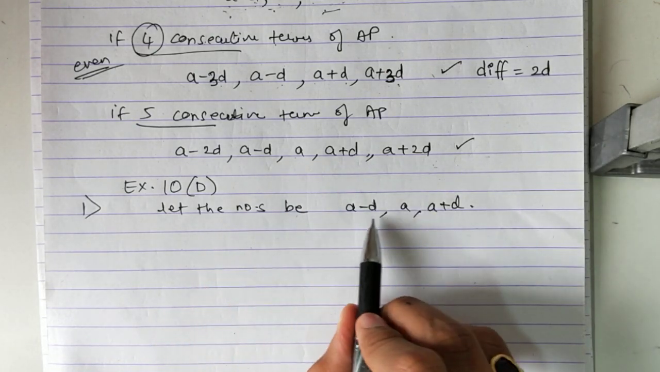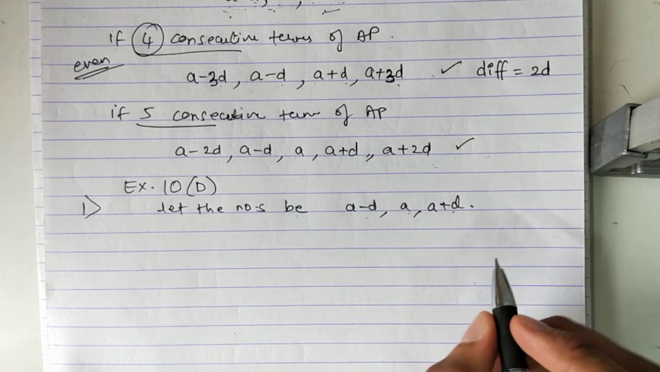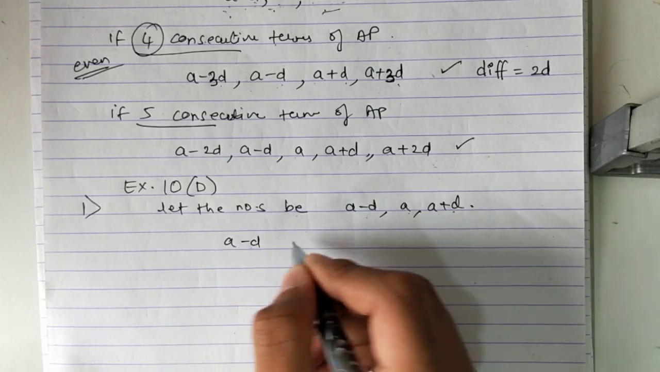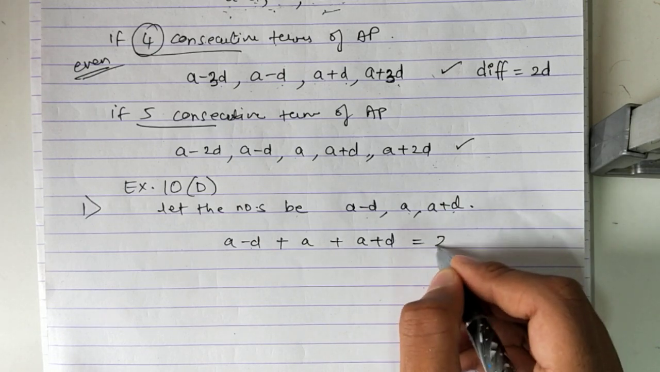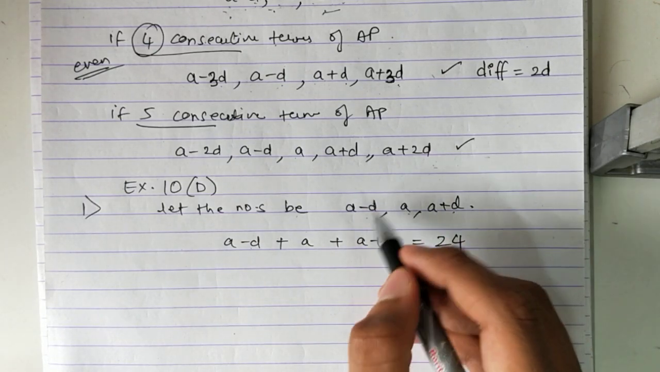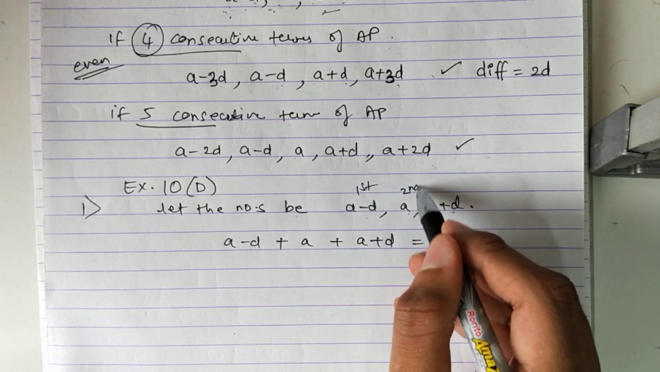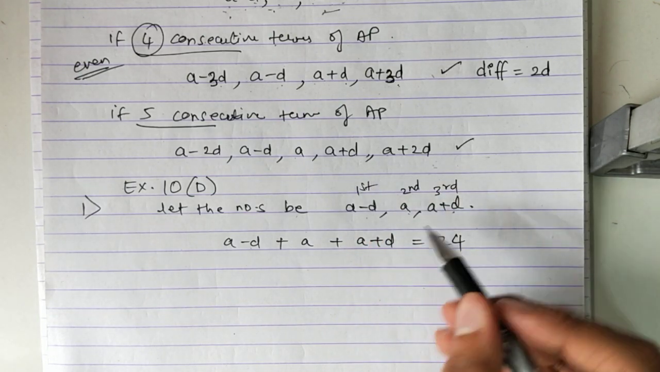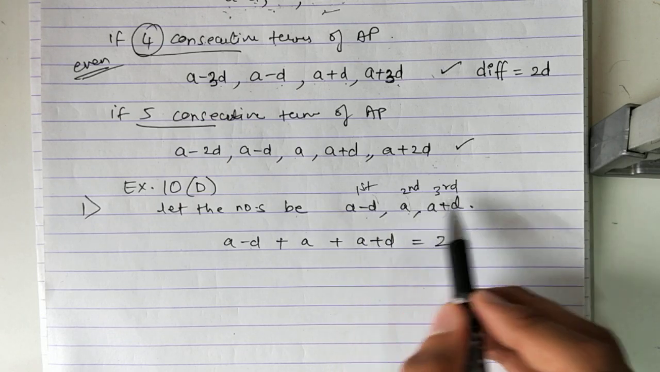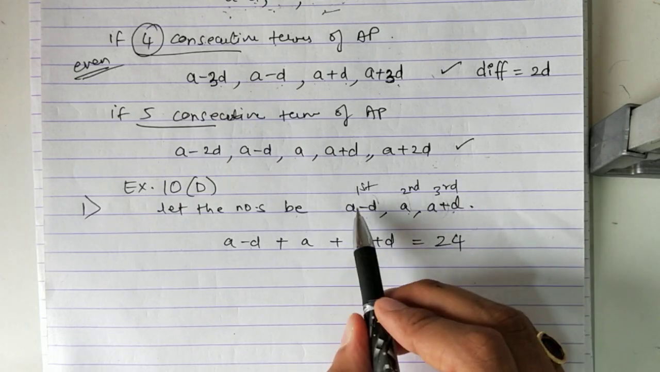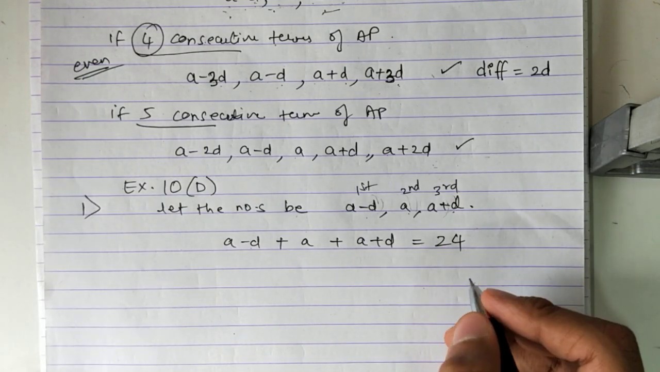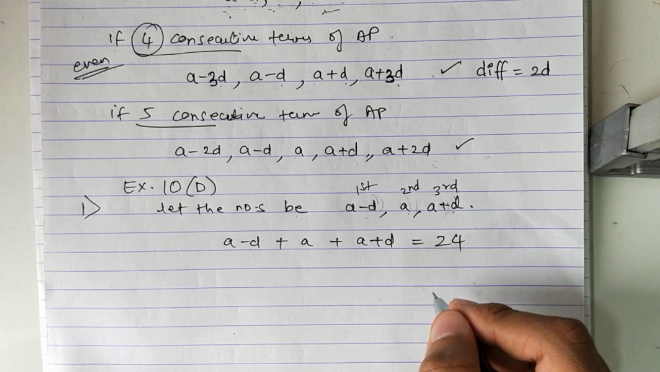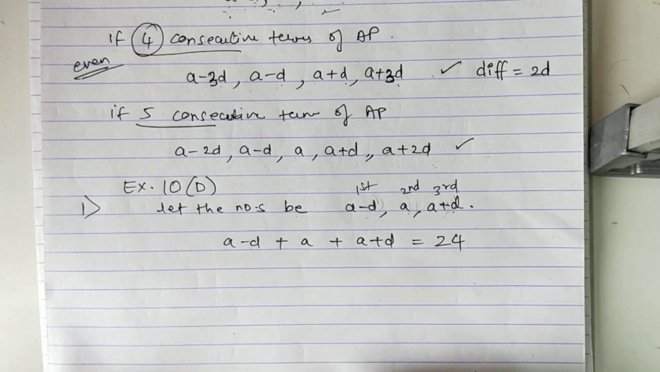Sum is 24 means if we add these three numbers you will get 24. Sum is 24, so A minus D plus A plus D is 24. Understand? See, this is the first term, this is the second term, this is the third term. So whose sum is 24 means by adding these three you will get 24. Sum is 24 and whose product is 440. Okay, so I'll use the product later. First the sum is 24.